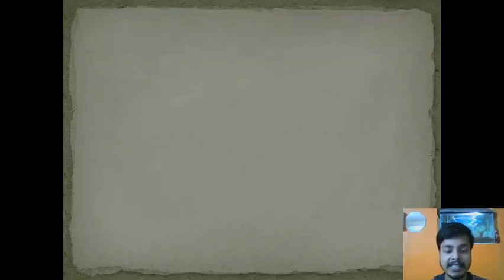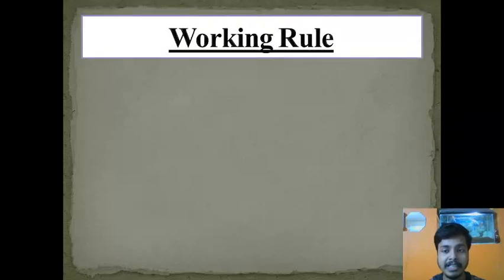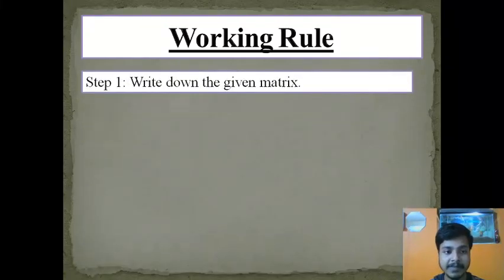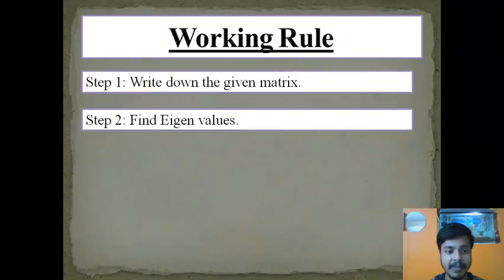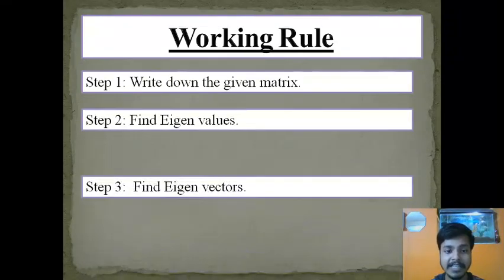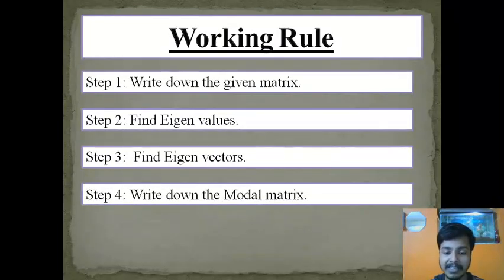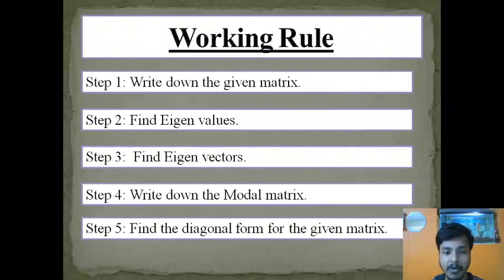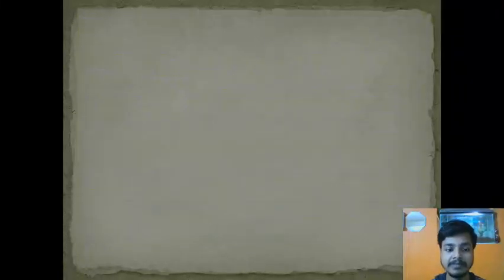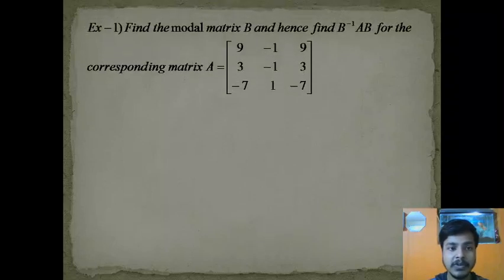The next slide is very important because it is about the working rule. The very first step of the working rule is to write down the given matrix. Second, find the eigenvalues. Next step is to find the eigenvectors. Next, write down the model matrix, and at last you have to find the diagonal form for the given matrix. If all these things are clear to you, we are eligible to solve the example.